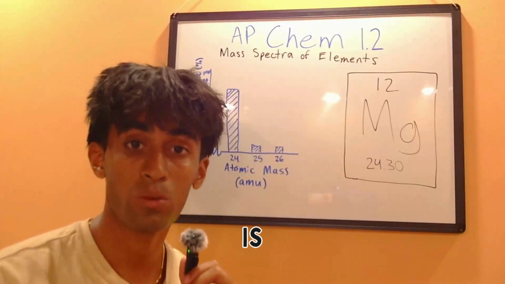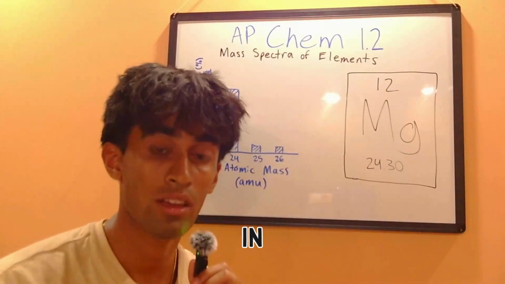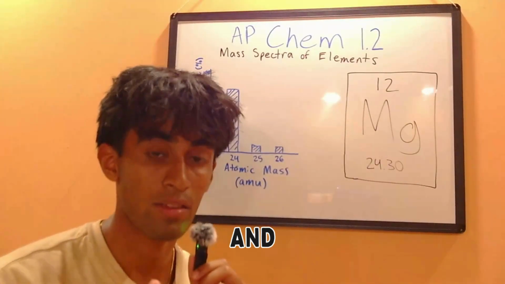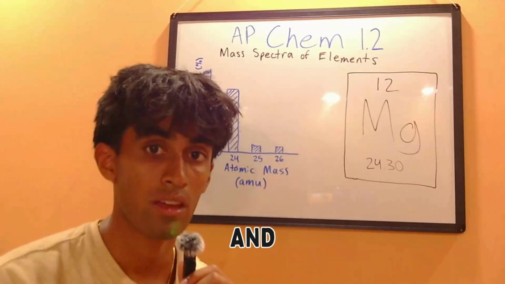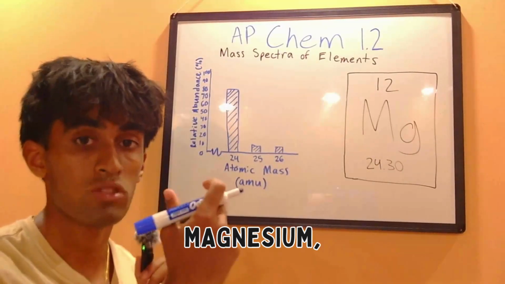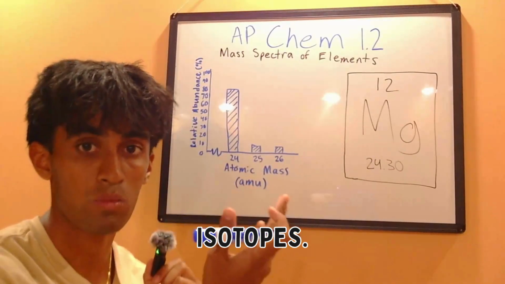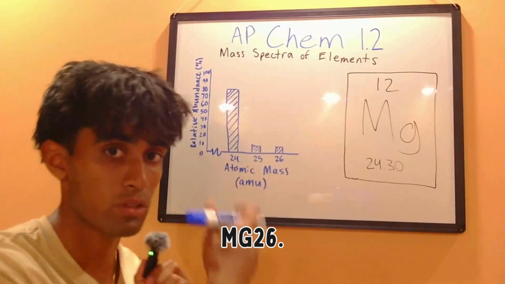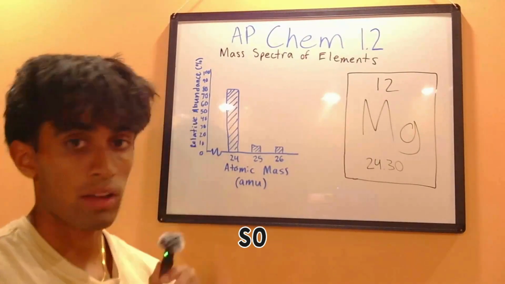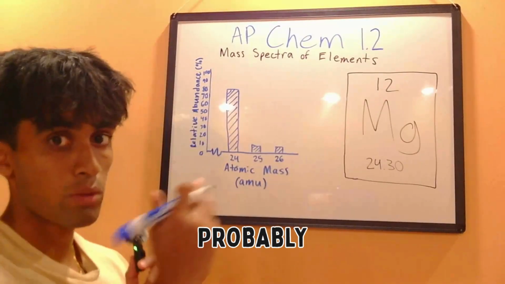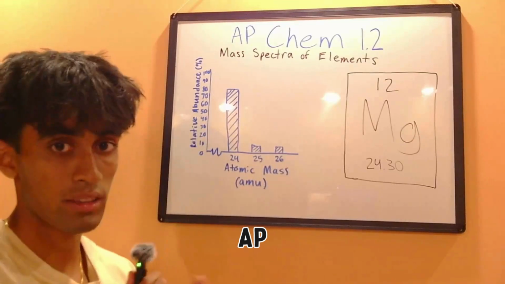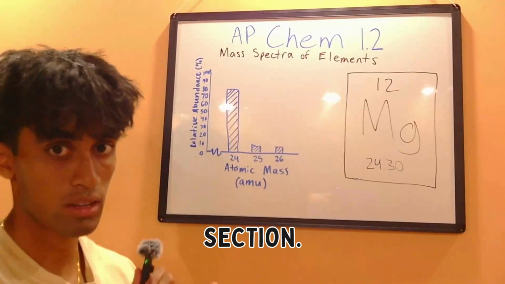So what we can do is change the number of neutrons in the element, and that can change the mass, and those are known as isotopes. As we can see here, Mg, magnesium, has 3 isotopes: Mg24, Mg25, and Mg26. Okay, so this is a mass spectra, and you're probably going to be given one of these on the AP Chem test on the MCQ section.